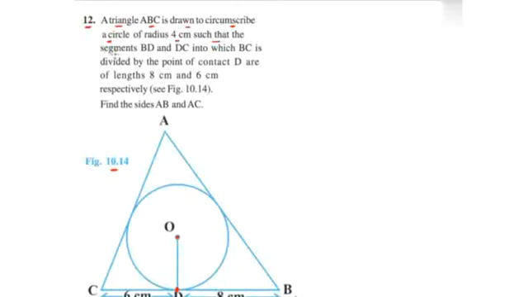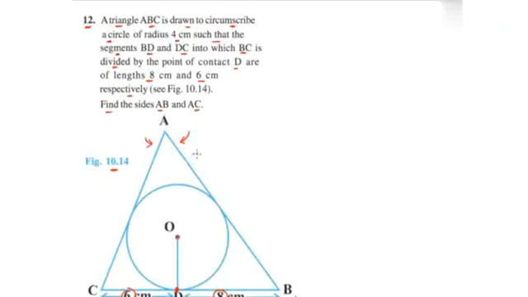Such that the segments BD and DC, into which BC is divided by the point of contact D, are of lengths 8 centimeter and 6 centimeter respectively. So we can see that BD is 8 centimeters and DC is 6 centimeters. Using this information, we have to find the sides AB and AC. So we have to find the length of this side AB and the length of this side AC of the triangle. The solution is a little bit complicated.